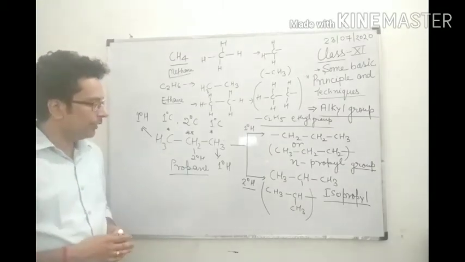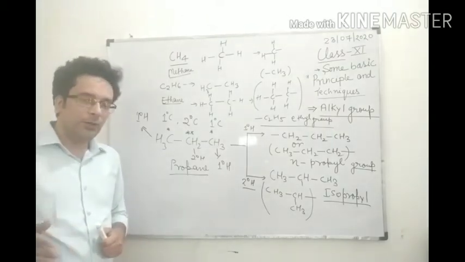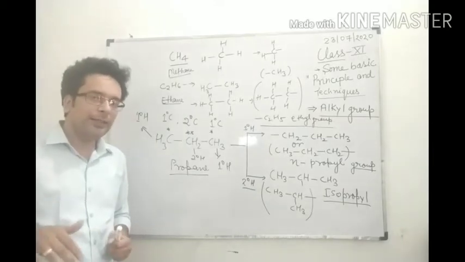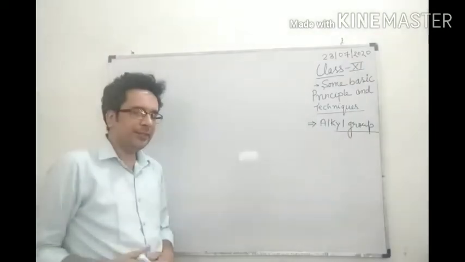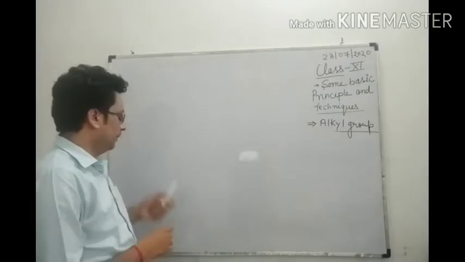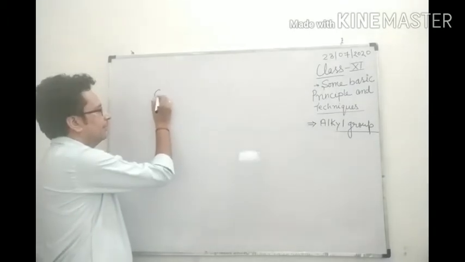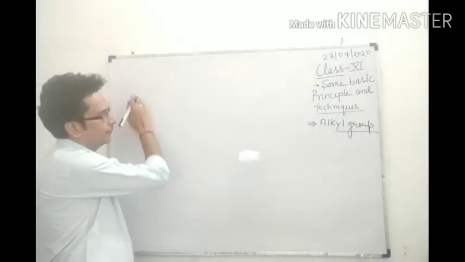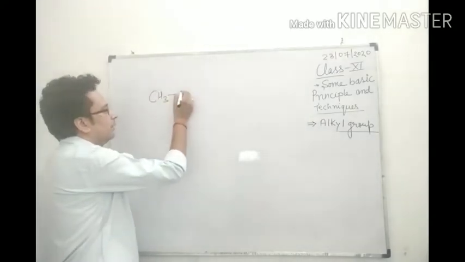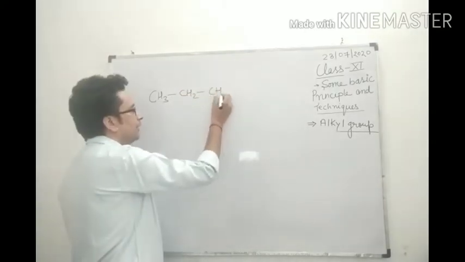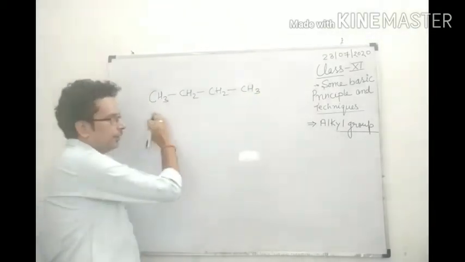Now next I am going to take the example of butane, and explain that only one type of alkyl group is found but the names are different. So take a screenshot. Now next example, butane. Look here, what is the formula of butane? CH3, CH2, CH2, CH3. Okay, this is butane.